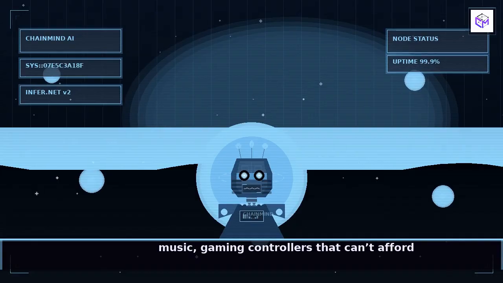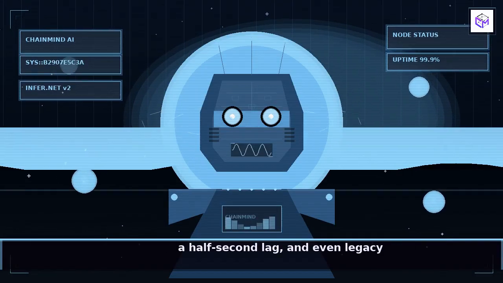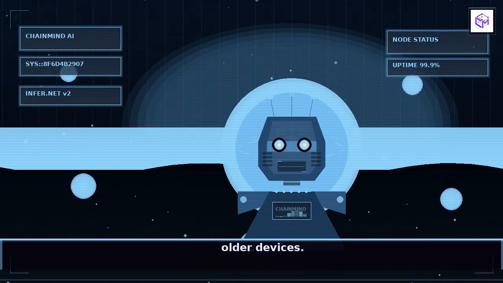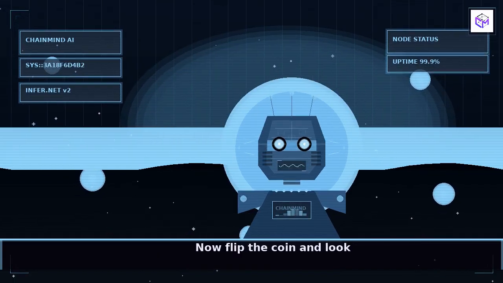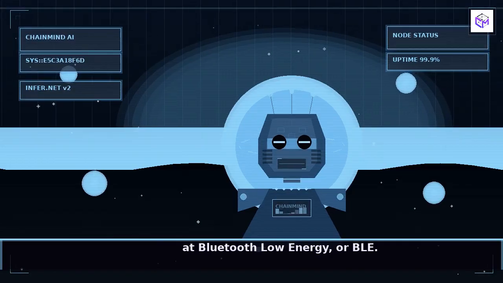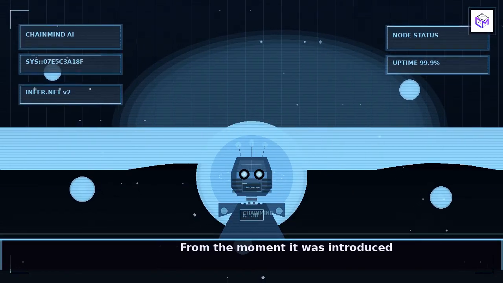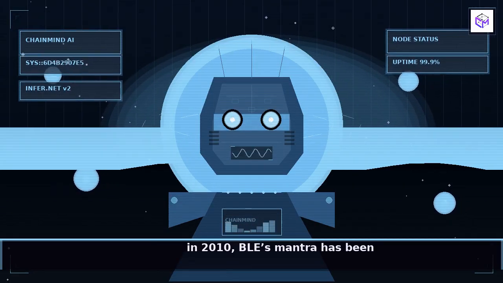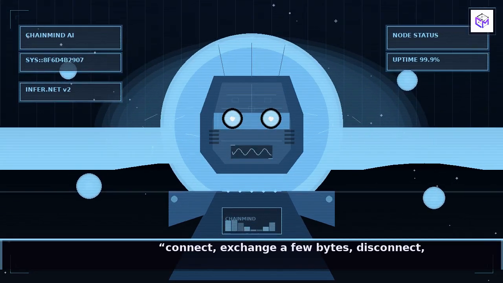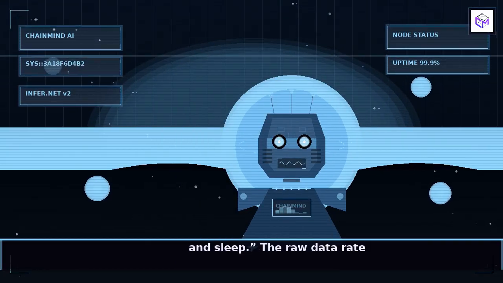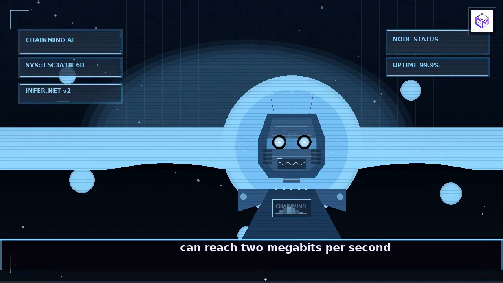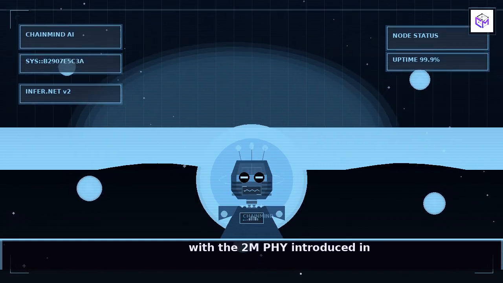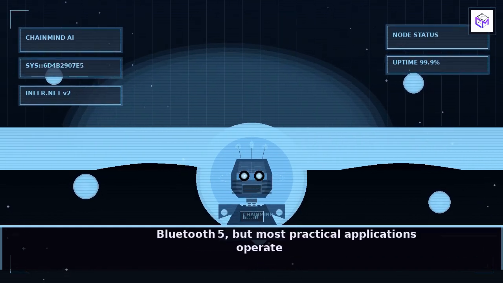Now flip the coin and look at Bluetooth Low Energy, or BLE. From the moment it was introduced in 2010, BLE's mantra has been connect, exchange a few bytes, disconnect, and sleep. The raw data rate can reach 2 megabits per second with the 2M-PHY introduced in Bluetooth 5, but most practical applications operate between 125 kilobits and 1 megabit per second. The real magic lies in the connection model.